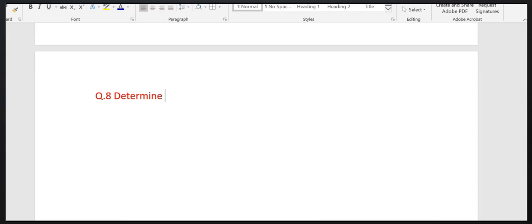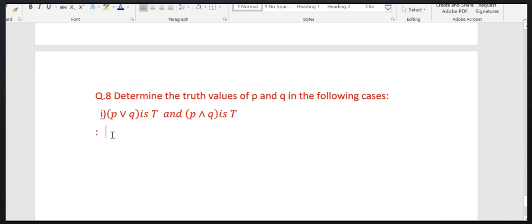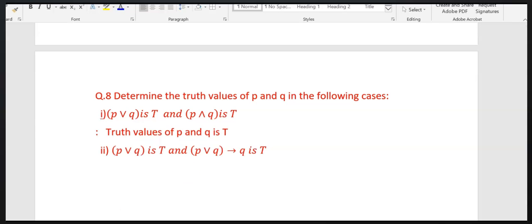Now the next is question number 8. Determine the truth values of P and Q in the following cases. Here P or Q is true and P and Q is true. The truth values of P and Q is T, definitely. Both of them must be true. It's a simple one.